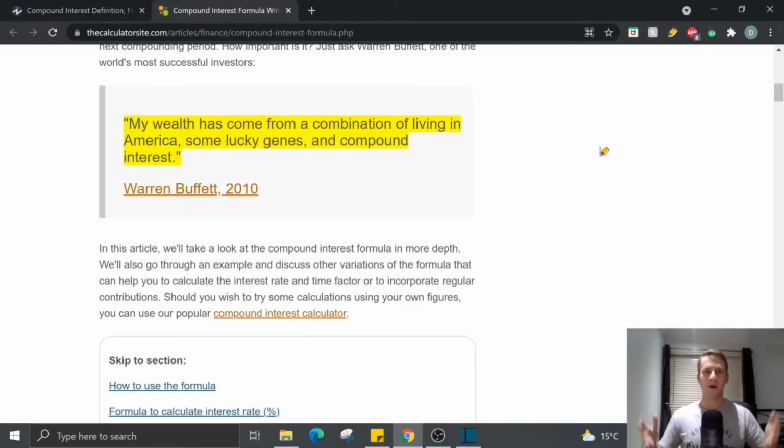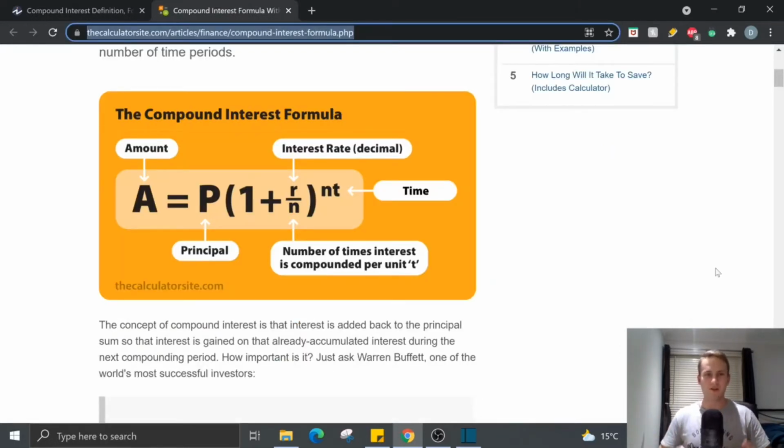And here is a quote by the great Warren Buffett. He says, "My wealth has come from a combination of living in America, some lucky genes, and compound interest." If you want to use compound interest to your advantage, you better understand this formula.